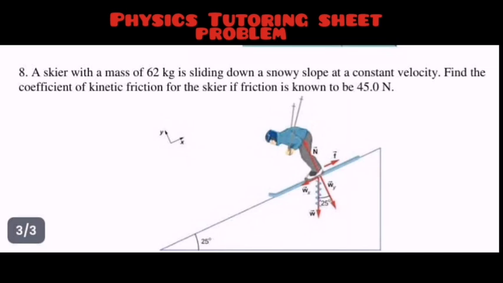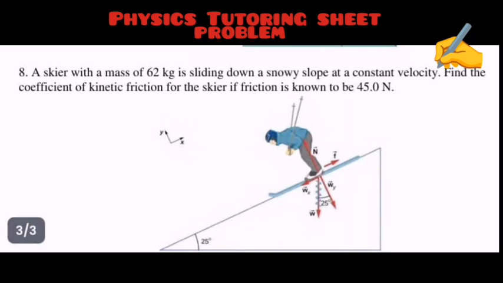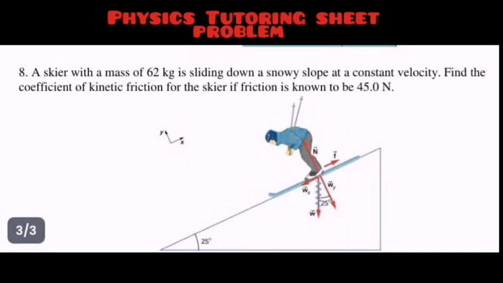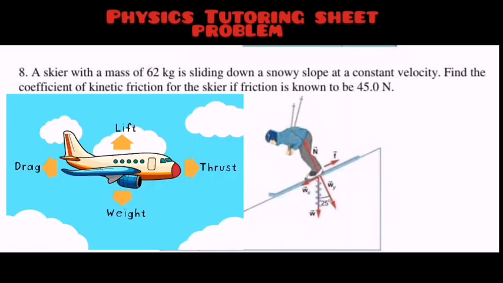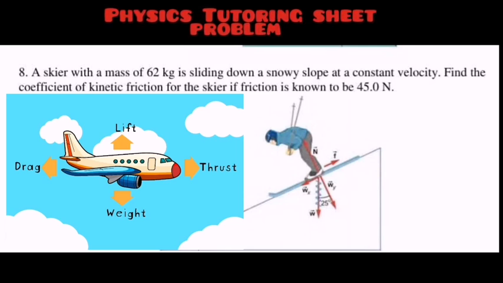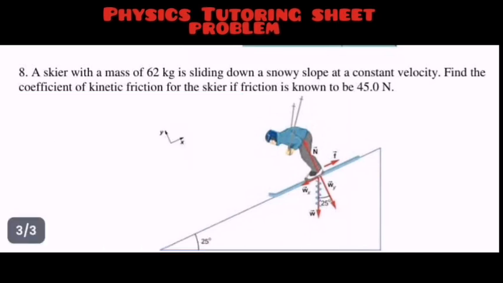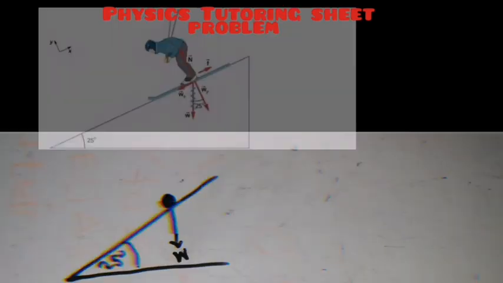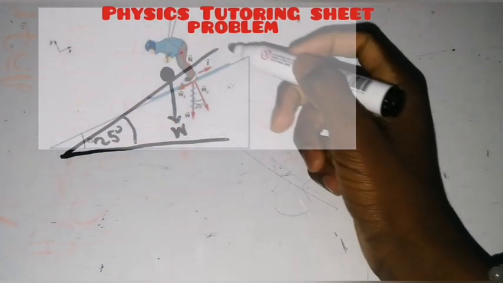Now, the awesome part about this question is that they're telling us that this skier is moving at constant velocity. And from Newton's first law, we already know that if something is moving at constant velocity, the sum of all forces acting on it is equal to zero. That means that the forces acting upwards and downwards are equal, and the forces acting left to right are also equal. So, yeah, let's look at it. Okay, let's get into the question.